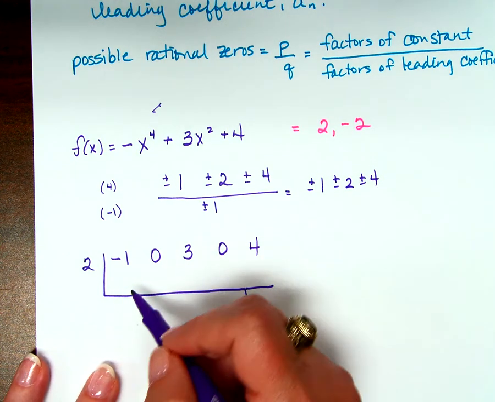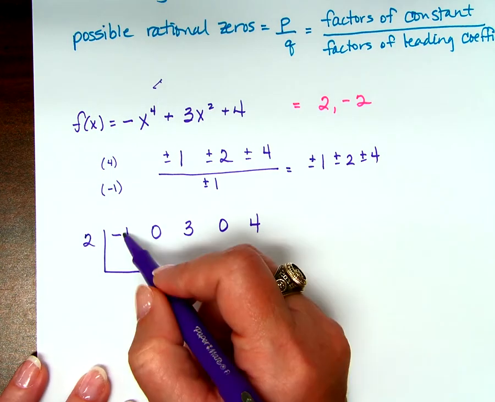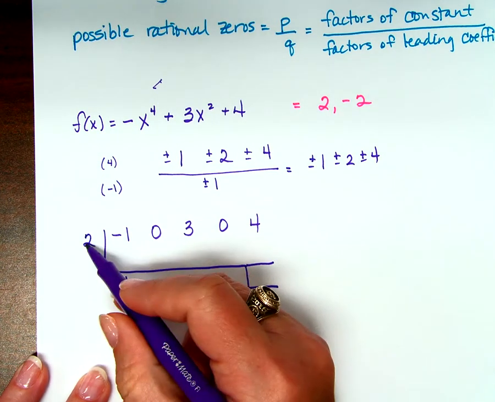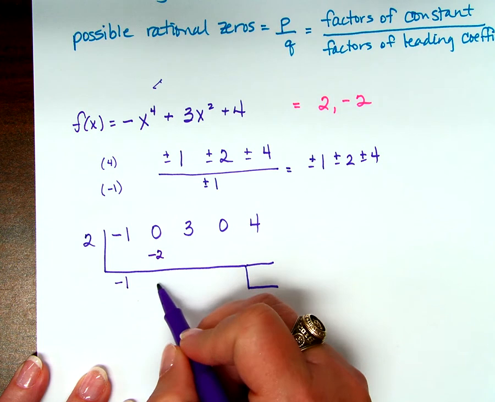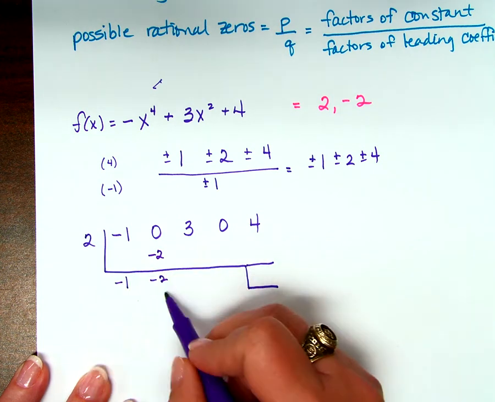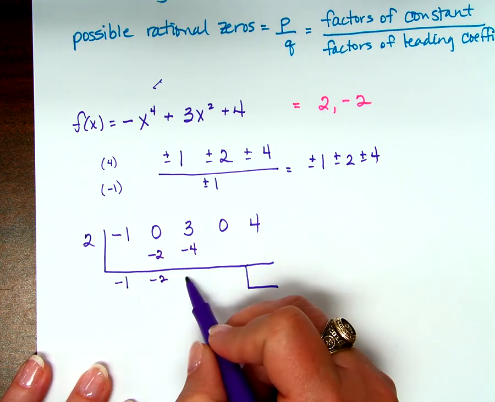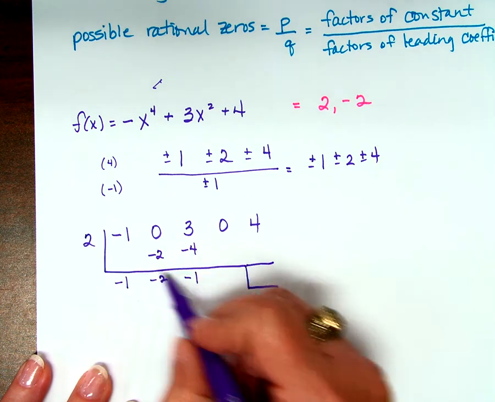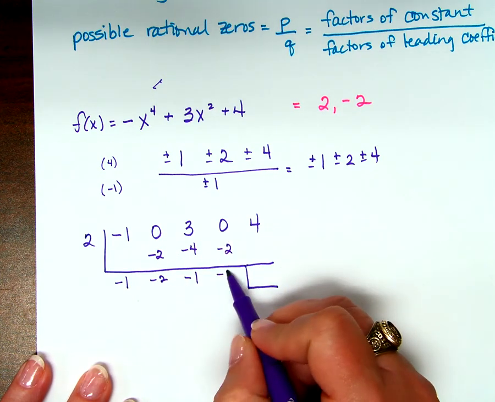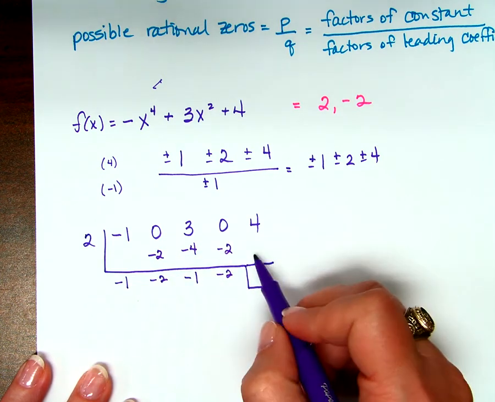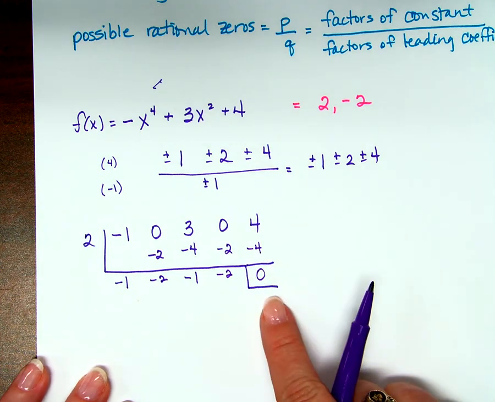Okay, so synthetic division, I'll start slow and we can get faster as we go, but just as a reminder, -1, multiply, -2, add, -2. 2 and -2 multiply, -4, add. Now multiply 2 and -1, -2, add. Multiply 2 and -2, -4, and add. I knew that was going to be a 0, didn't I?